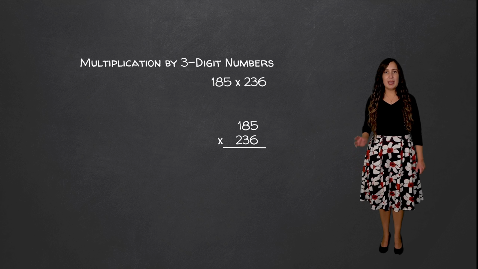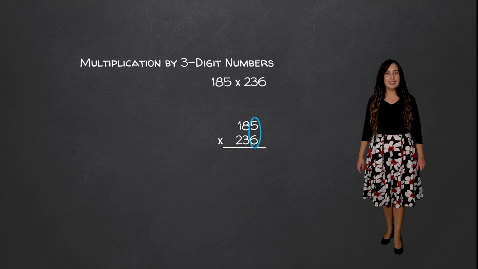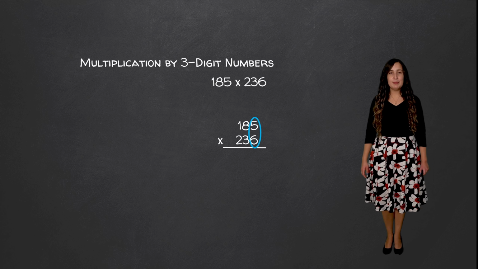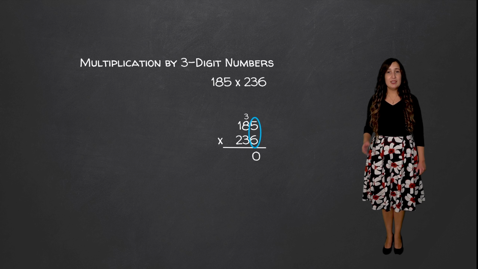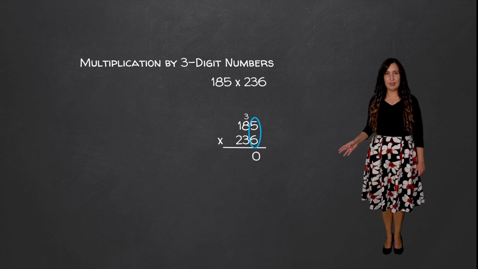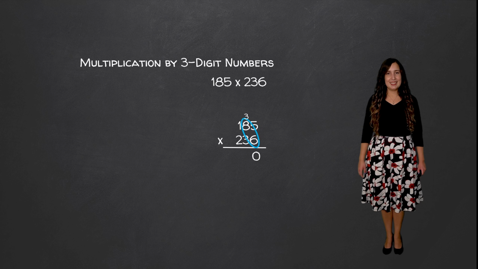We're going to multiply it by every value above it, starting with our 6, then our 3, and then our 2. So we're going to start off with 6 times 5. And 6 times 5 is equal to 30. We're going to bring down the 0 and carry over the 3, because our 30 does not fit in the ones place. Then we're going to move on to 6 times 8.